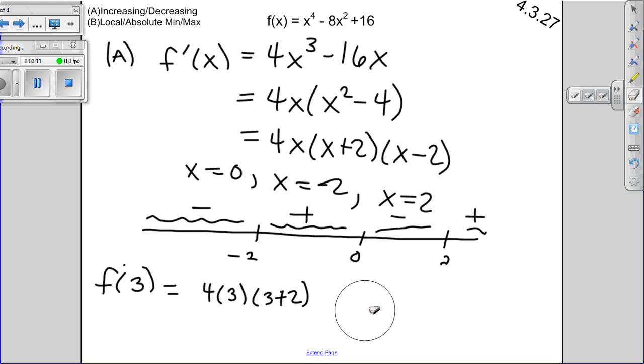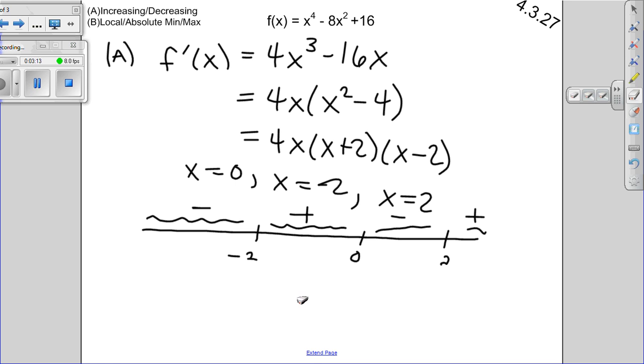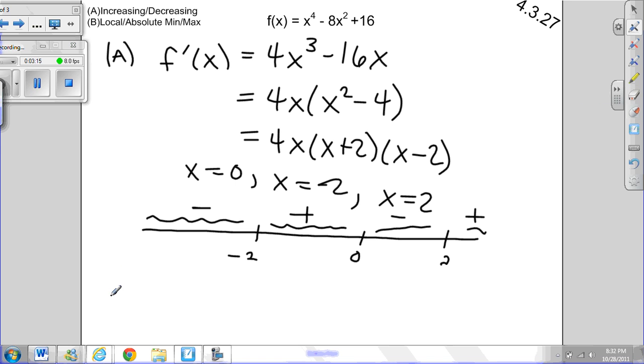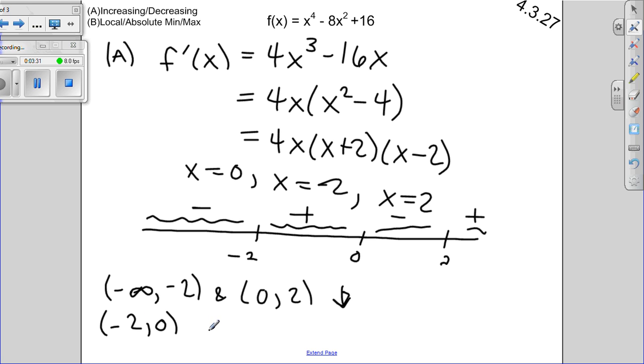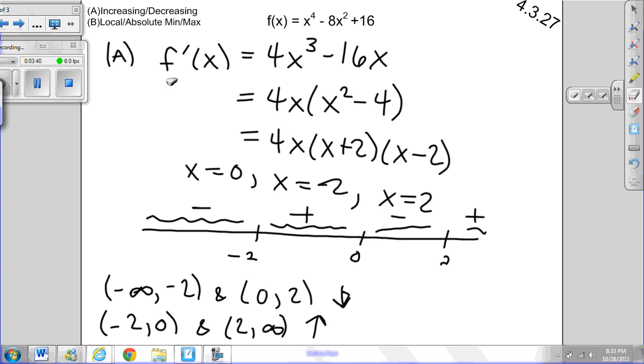So what does this tell us about our function, about the graph of our function? We can see that from negative infinity to negative 2, and from 0 to 2, our function is decreasing. And from negative 2 to 0 and 2 to infinity, our function is increasing. So this is our answer to part A.